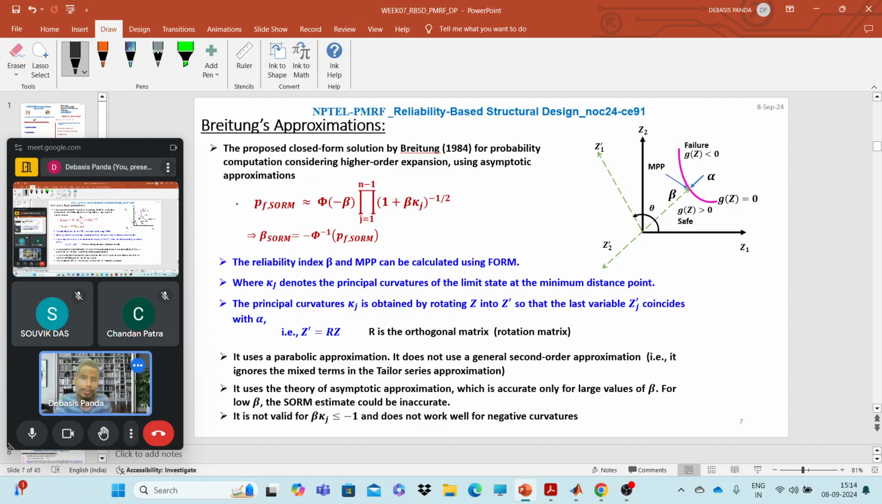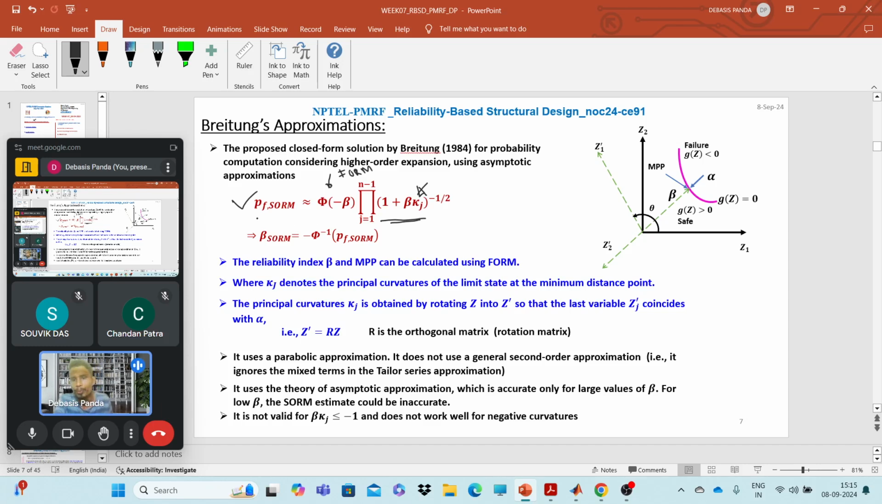So he said that the probability of failure, or more precisely the second order probability of failure, will be approximately equal to phi of minus beta. That is nothing but the probability of failure we are getting from the first order reliability method, and then some correction over this. And here you can see 1 plus beta into kappa. This kappa actually contains the information about the principal curvature around the MPP. Now our task is to find this kappa value.